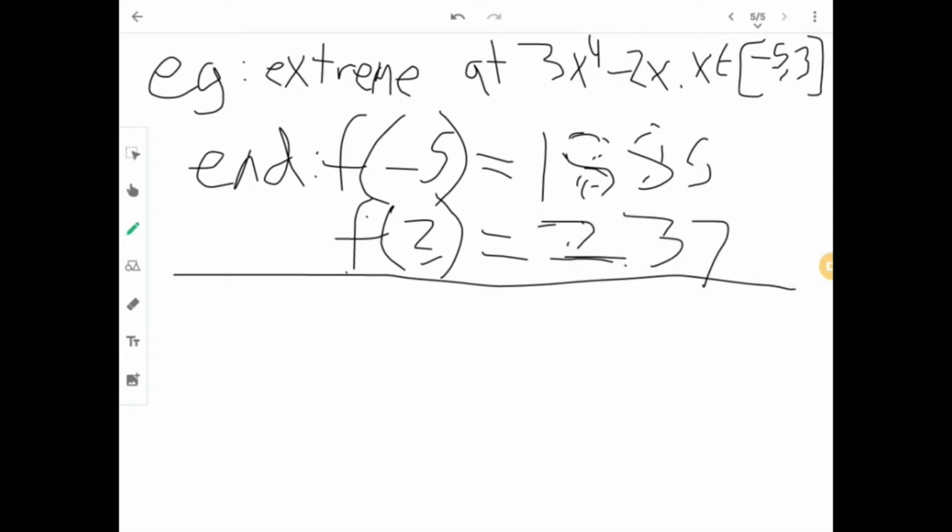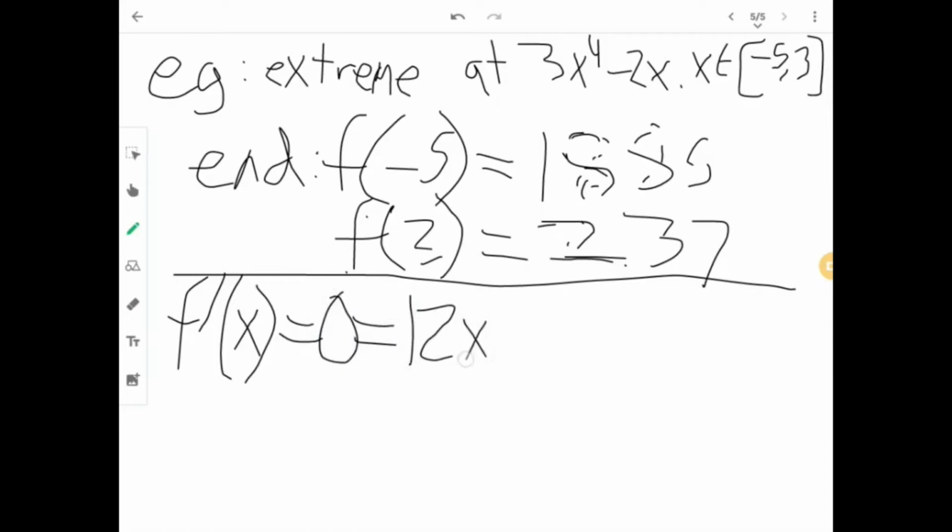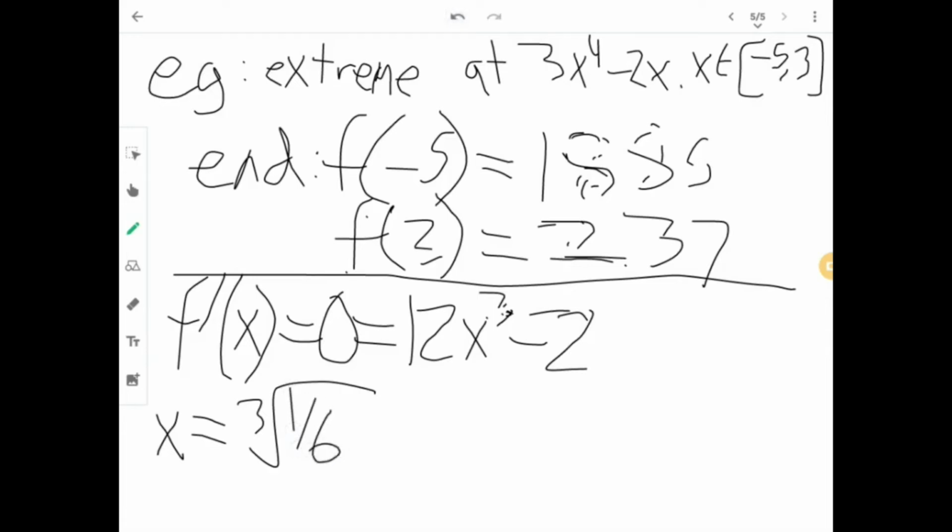You have to check critical points where f prime of x is equal to 0. And the f prime is 12x cubed minus 2. And the x value for that is the cubic root of 1 over 6, and that's the only one.